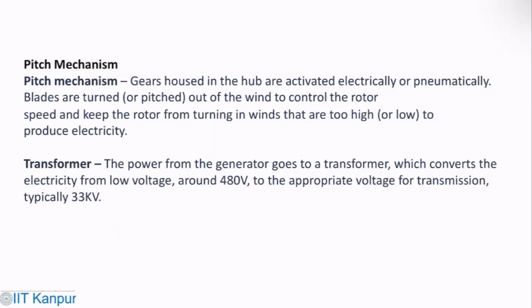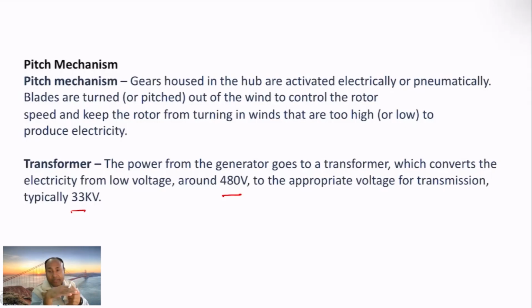So then you have the transformer, where the power from the generator goes to the transformer, which converts the electricity from low voltage, around 480 volts, to 33 kilovolts. What it also does is that you have this pitch mechanism. So it actually tries to do like this, slightly avoiding the wind directions, again avoiding the dynamic loading and torque and things like that.